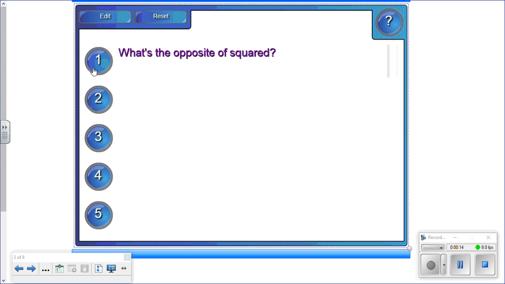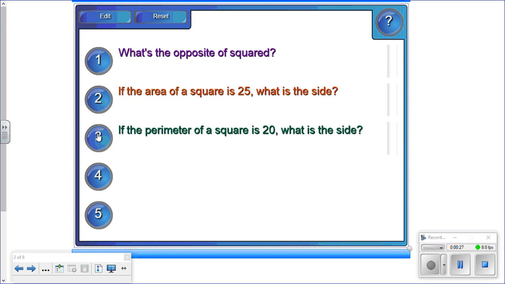So what is the opposite of squared? Square root. If the area of a square is 25, what is the side? That means I need to take the square root of 25 and get 5. If the perimeter of a square is 20, what is the side? Well, I would divide that by 4 because there's 4 sides in a square, so each side would be 5.